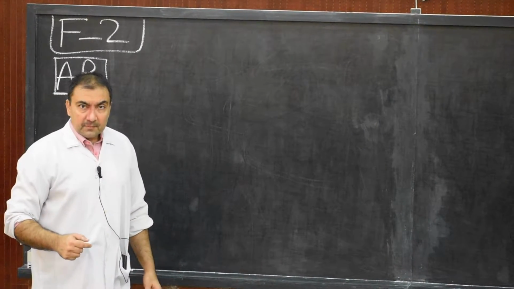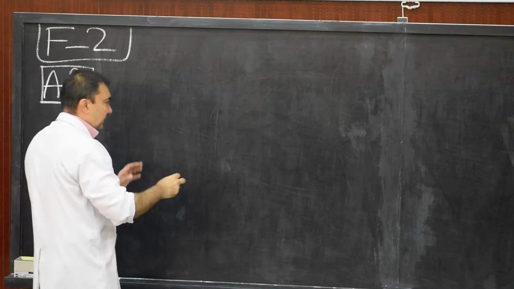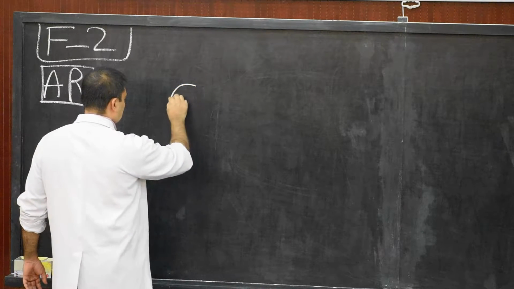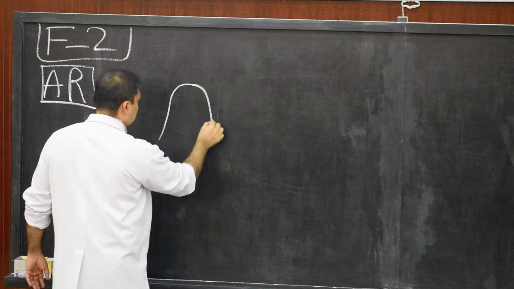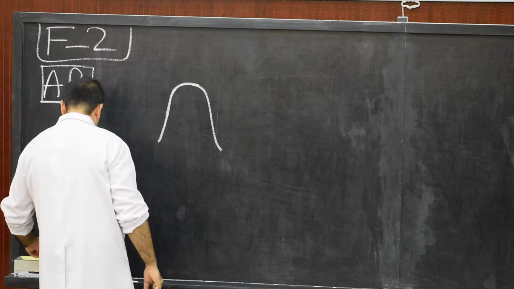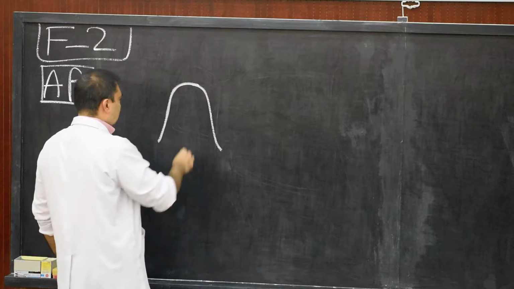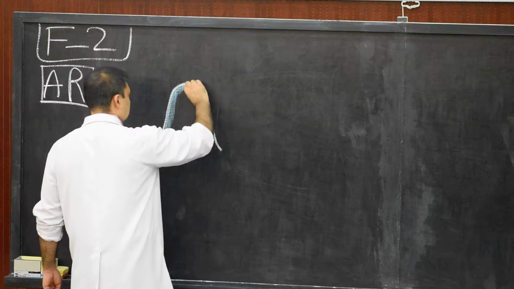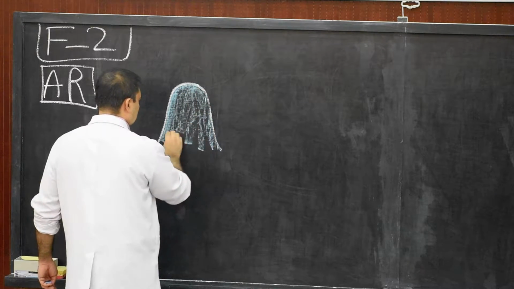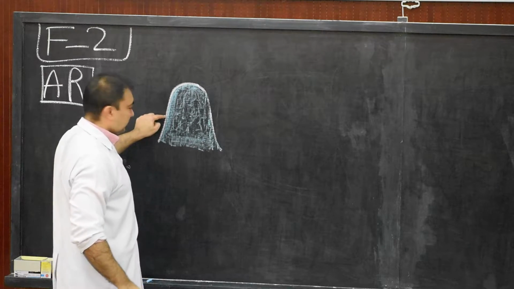Capacitated sperm will undergo acrosome reaction. In order to understand that, we need to draw two diagrams. The first diagram will be that of the head of the spermatozoon. Please draw this diagram. This is the head of the spermatozoon, where we will show that this head is mainly composed of nucleus. So this is the nucleus. And similarly, this is the nuclear membrane.